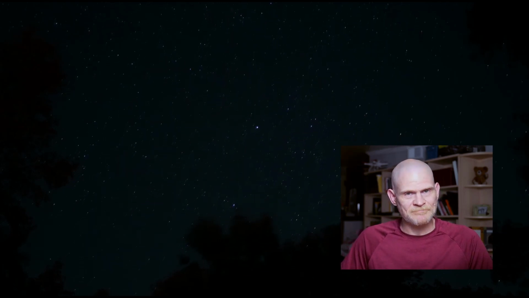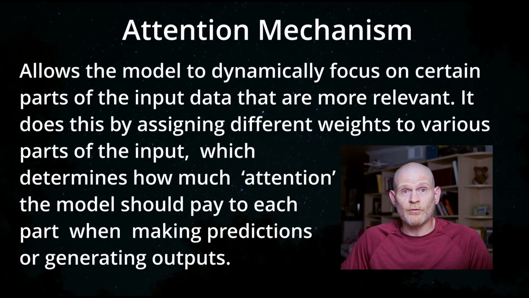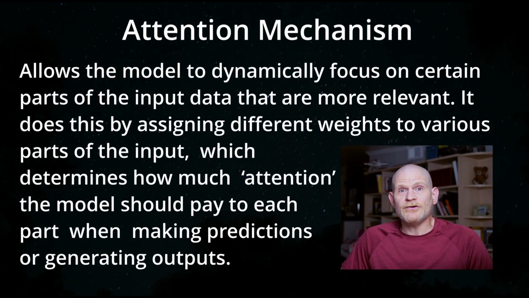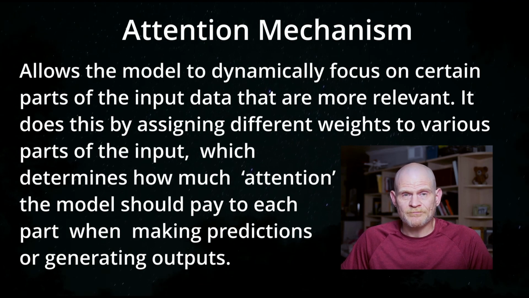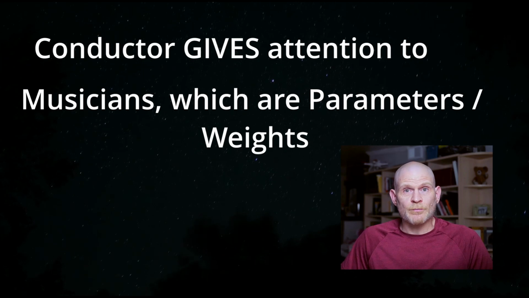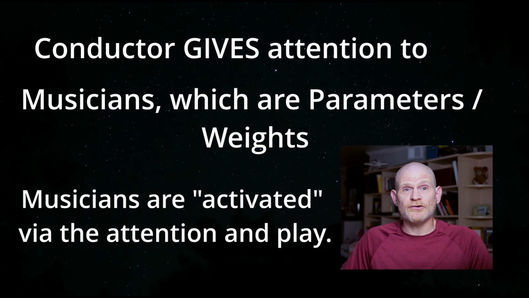Another definition incoming. An attention mechanism is a process that allows the model to dynamically focus on certain parts of the input data that are more relevant. It does this by assigning different weights to various parts of the input, which determines how much attention the model should pay to each part when making predictions or generating outputs. Okay, the conductor gives attention to certain musicians, which are parameters. The parameters represent a weight value, and in certain situations that parameter is activated, so the musician plays.